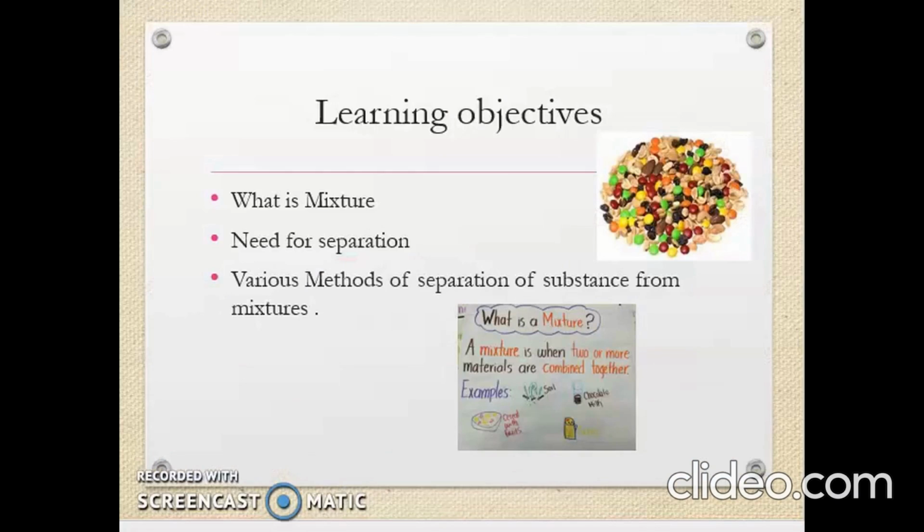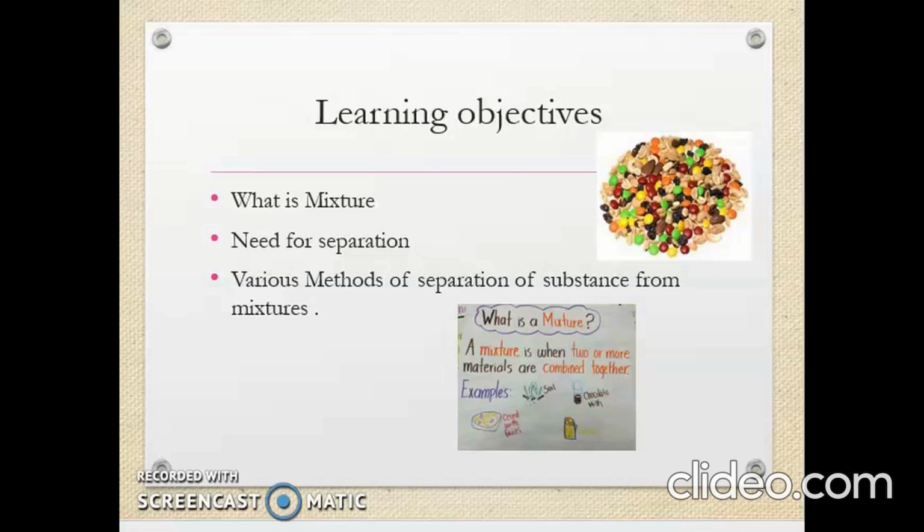Children, many things that we see and use every day are a mixture of different things, isn't it? Soil is a mixture of sand, clay, pebbles, wood, and rotting plants. Rock is a mixture of different materials. So, in this lesson, you will learn about what a mixture is, the need for separation of substances from a mixture, and various methods of separation of substances from a mixture.